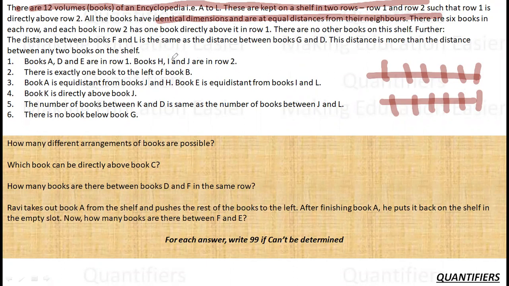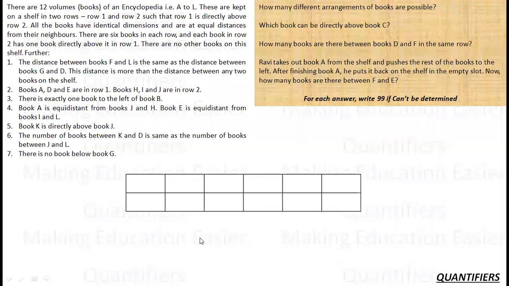Further, it is given to us that some conditions are given, like the distance between F and L is the same as G and D, and so on and so forth. Let us just start making out of these conditions. I know there is going to be this kind of row, so let's just start it.